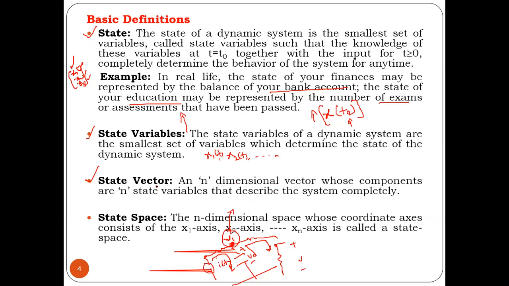And state vector. How to define the state vector? It is an n-dimensional vector. Suppose you have two state variables, x1 of t and x2 of t. Suppose in a state x of t you have two state variables, x1 of t and x2 of t. So the state is always represented in a column matrix. Okay.